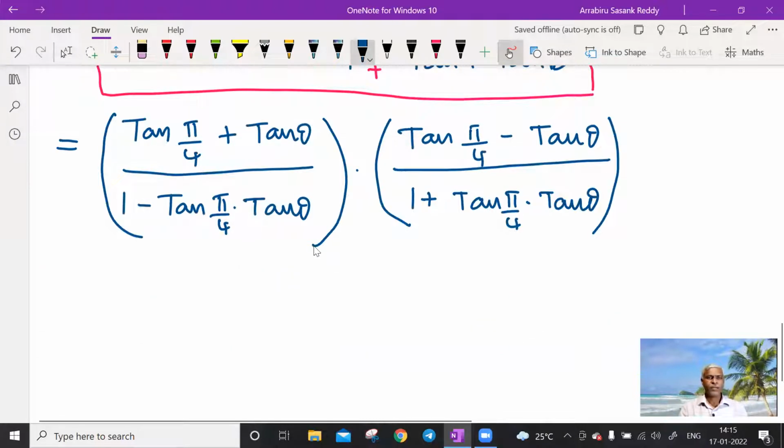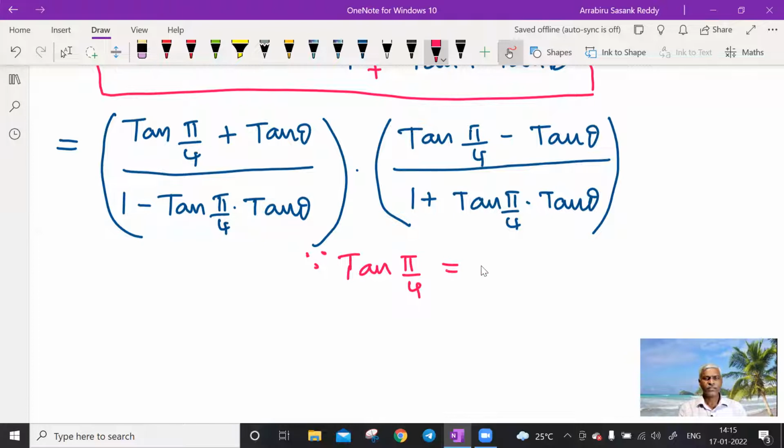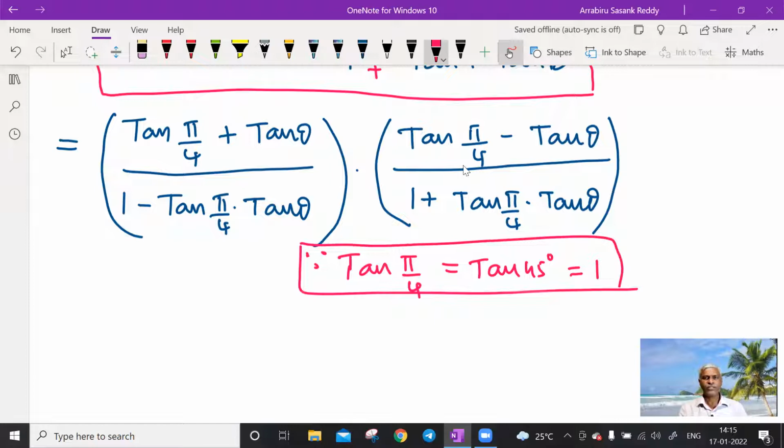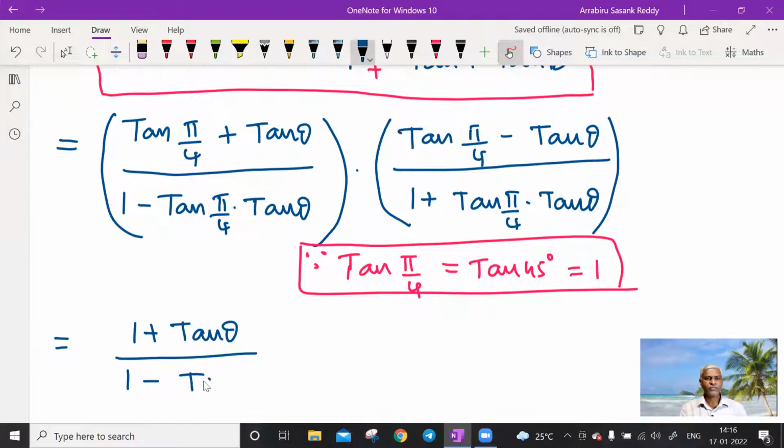Here tan pi by 4 is tan 45. So that is 1. Tan pi by 4 value is 1. So this is 1 plus tan theta. So this is 1 minus 1 into tan theta, which is tan theta.